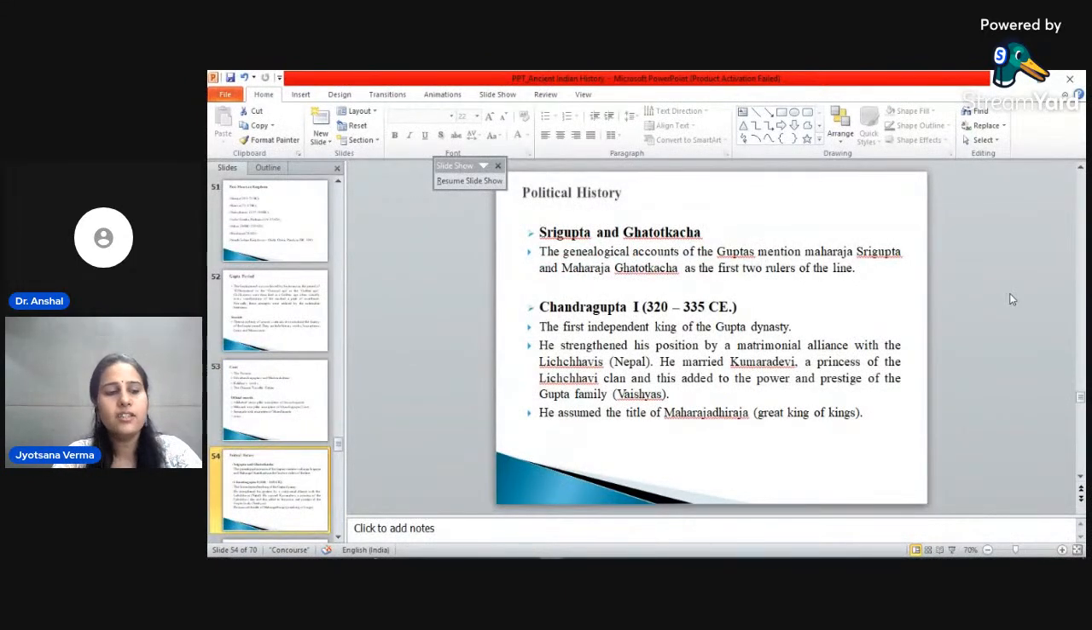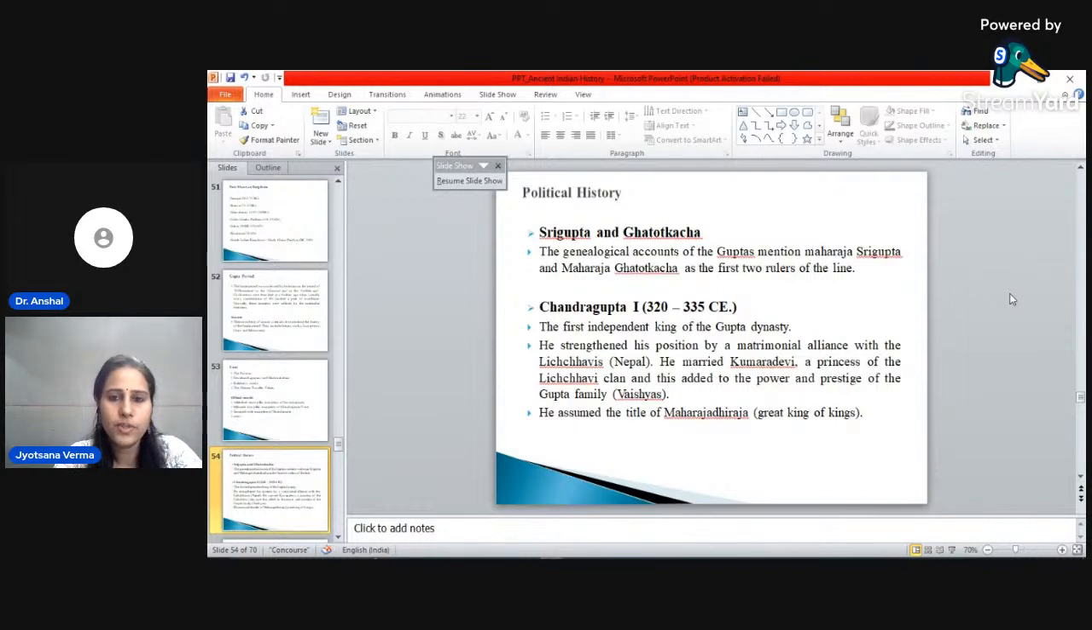So, the political history of this period. The first rulers of the Gupta period were Sri Gupta and Ghatotkacha. In the genealogical account of the Gupta period, the Guptas mention Maharaja Sri Gupta, and the second ruler was Ghatotkacha. And there is some confusion about the rulers Sri Gupta and Ghatotkacha.